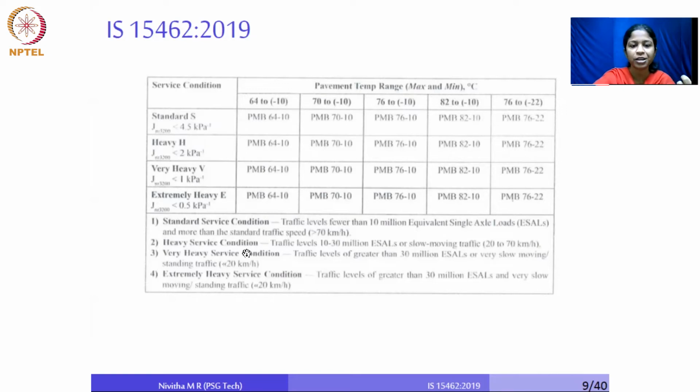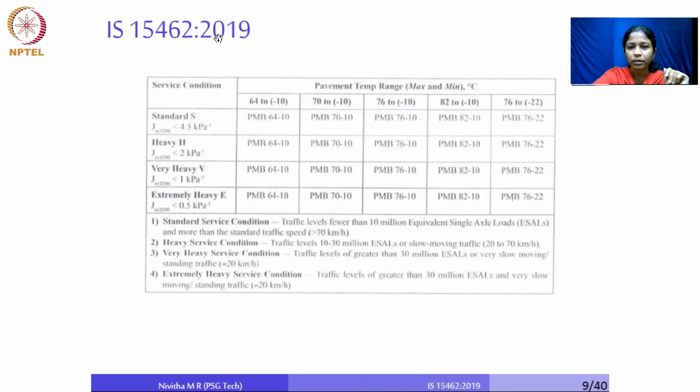Then we move on to the heavy service condition. The traffic levels here are between 10 to 30 MSA, or you can have slow moving traffic. What do we mean by slow moving traffic? Between 20 to 70 kilometers per hour. Then we have a very heavy service condition wherein we have traffic levels greater than 30 MSA or very slow moving traffic, which is less than 20 kilometers per hour. An extremely heavy condition is defined as traffic which is greater than 30 MSA and very slow or standing traffic, which is less than 20 kilometers per hour. These are the traffic levels.